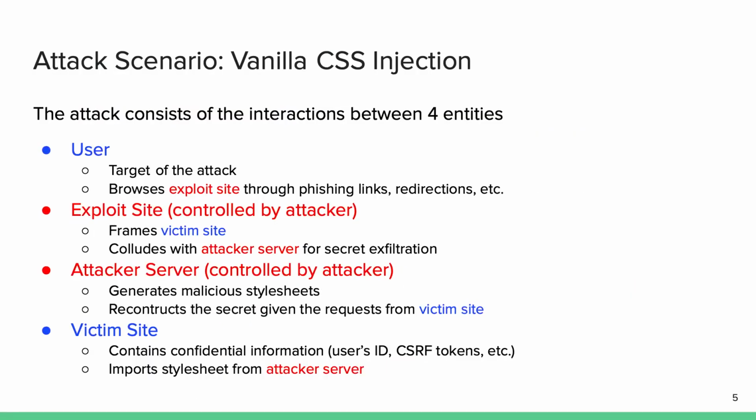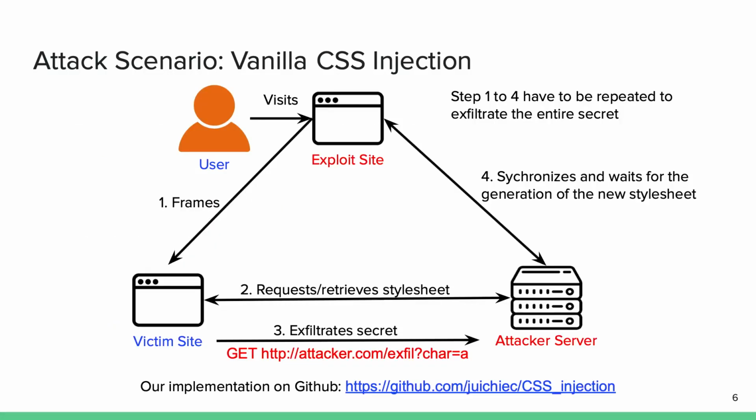The first type of attack we're going to talk about is vanilla CSS injection. It consists of the interactions between four entities. The first one, the user, is the one that's going to browse the exploit site. Second, the exploit site, controlled by the attacker, will be framing the victim site and colluding with the attacker server. Third, the attacker server, also controlled by the attacker, is responsible for the generation of malicious style sheets and the reconstruction of the secret. Lastly, the victim site is assumed to contain confidential information that the attacker is trying to steal.